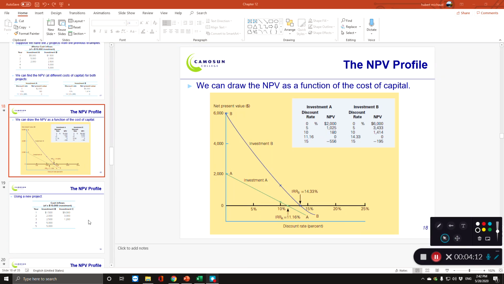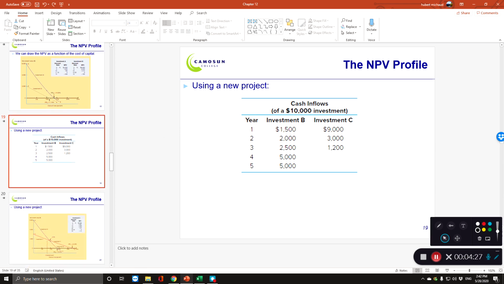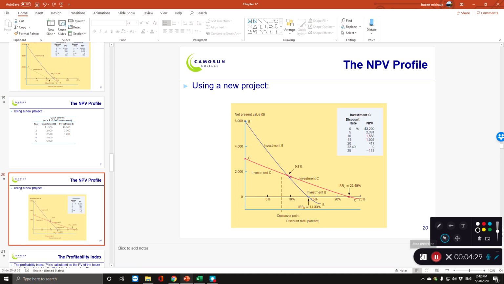I introduce here a different project. Okay, this different project starts with a really big cash flow in year 1. And then the cash flows drop really quickly. Okay, we can draw the NPV profile for B and for C, and if we were to do that, this is what we would find. Okay, why is this problematic here if I use the IRR? Can anyone just stop this right now and think about it? Why is it problematic to use the IRR in this case?